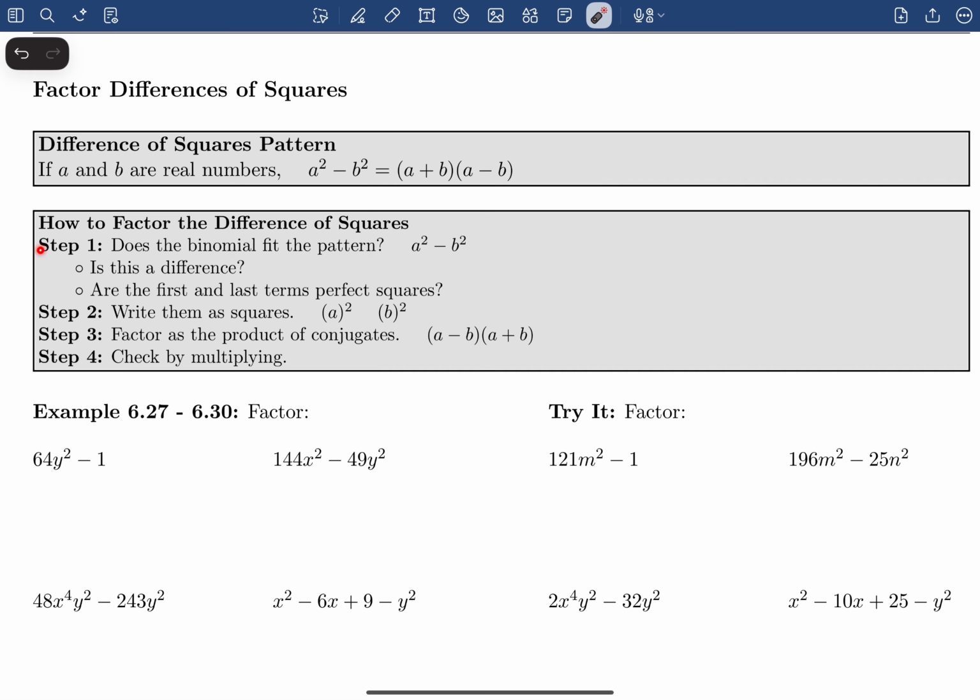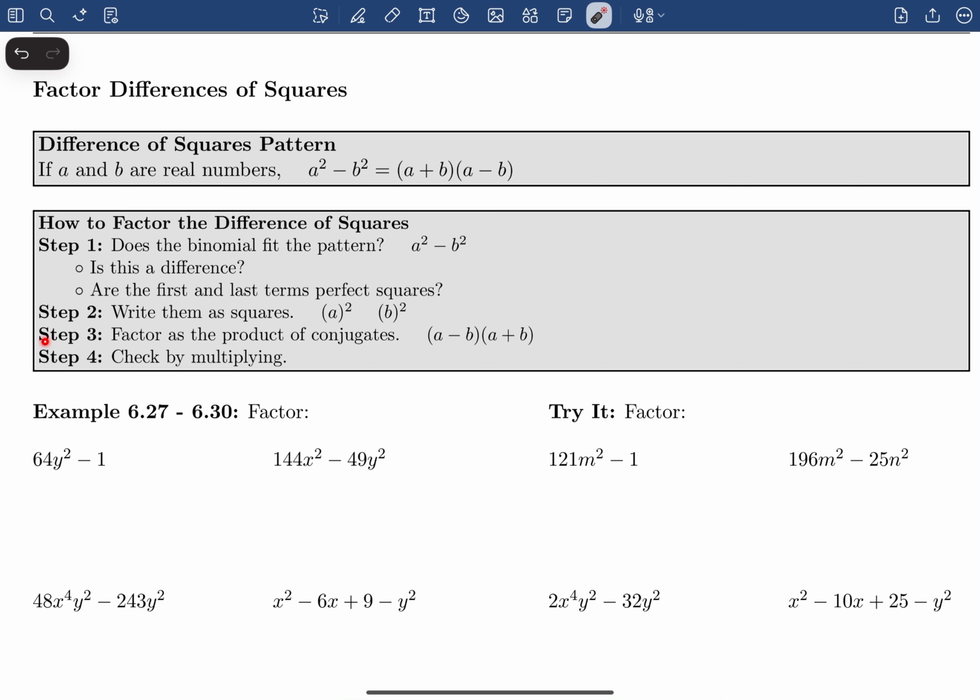Step one, does the binomial fit the pattern? Is it really the difference of two things that are squared? You have to ask yourself, is this a difference instead of a sum, and are the first and last terms perfect squares? Well, it's a good thing you know your perfect squares up to 16 squared, because they're going to come in handy here. Now, step two, write them as squares, like a squared and b squared.